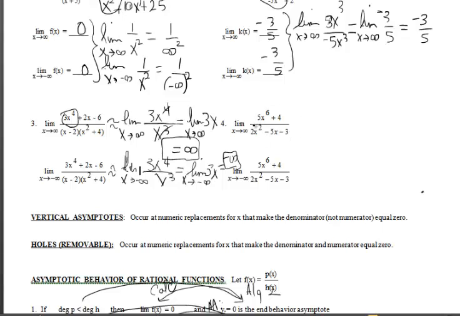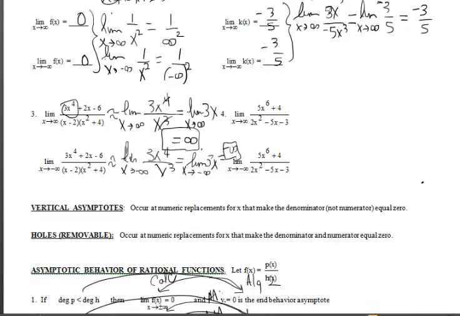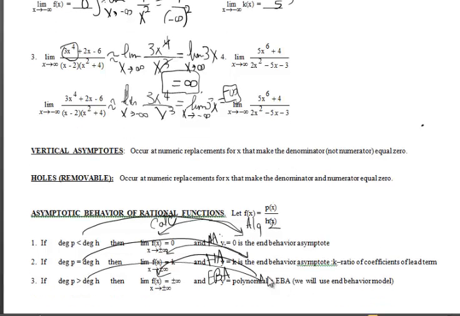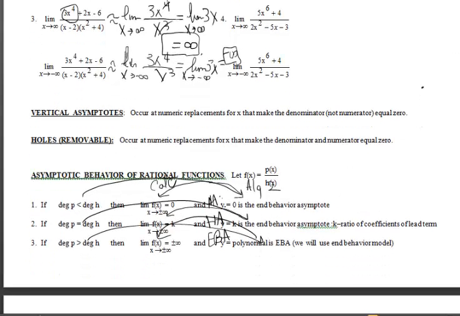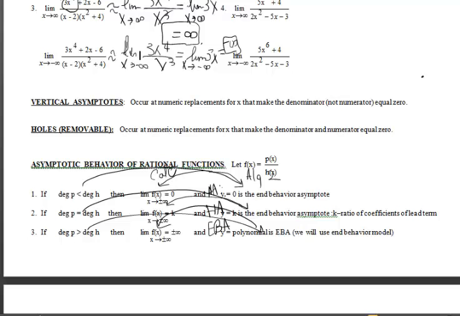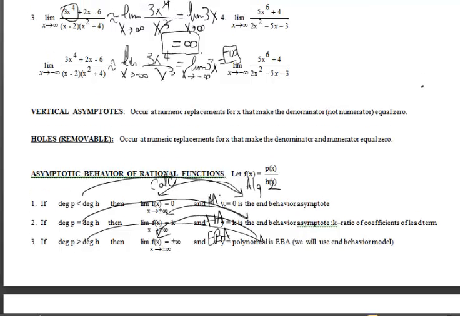Okay, same procedure right here. Let's just study this. In the past, if you were asked the end behavior, you would see 6 is greater than 2. And in this case, 6 is greater than 2. You're looking down here going, well, that's case 3. So my answer is going to be a slant asymptote, or not horizontal. And in pre-cal, you would have done long division and figured out the end behavior asymptote by looking at the quotient.